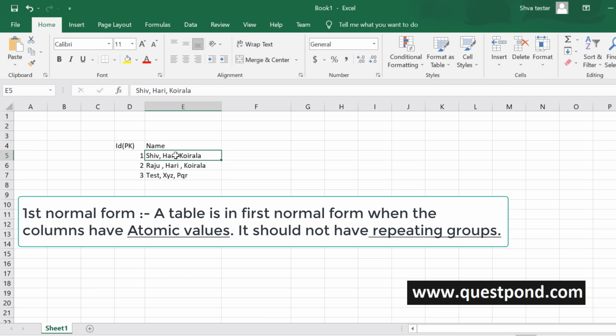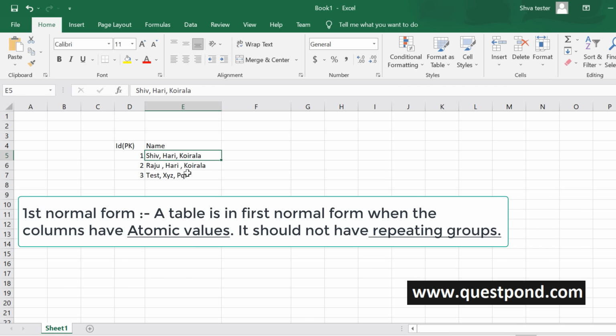Atomic values means, for example, look at this. This is a name column out here. So this is a primary key. This is the name of the person. And in this name of the person, we have the first name. So Shiv is the first name, Hari is the middle name, and Koirala is the surname, right? And what I've done is I have just stuffed them into this column name out here with comma separated. So this is called repeating groups.